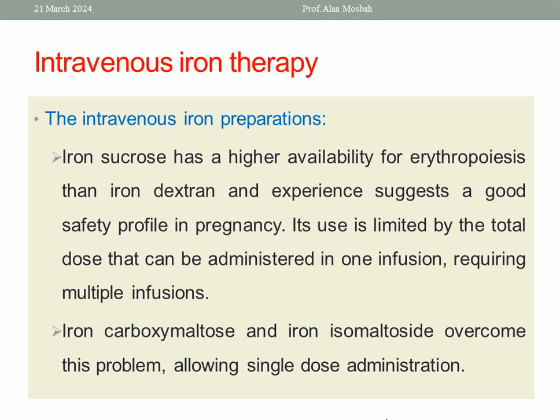So what about the preparations of intravenous iron therapy? Iron sucrose has a higher availability for erythropoiesis than iron dextran, and experience suggests a good safety profile in pregnancy. Its use is limited by the total dose that can be administered in one infusion, requiring multiple infusions. So it has an advantage, but also a disadvantage.